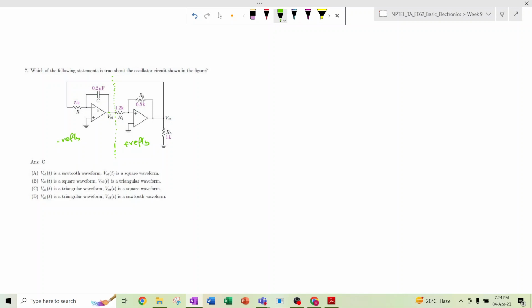The feedback path is in between the output and the negative, or the inverting terminal of an op amp. And here there is a feedback path in between the output terminal and the non-inverting terminal of an op amp. So this is a positive feedback, and the previous one is the negative feedback. Which of the following statements are true about the oscillator circuit shown in the figure?